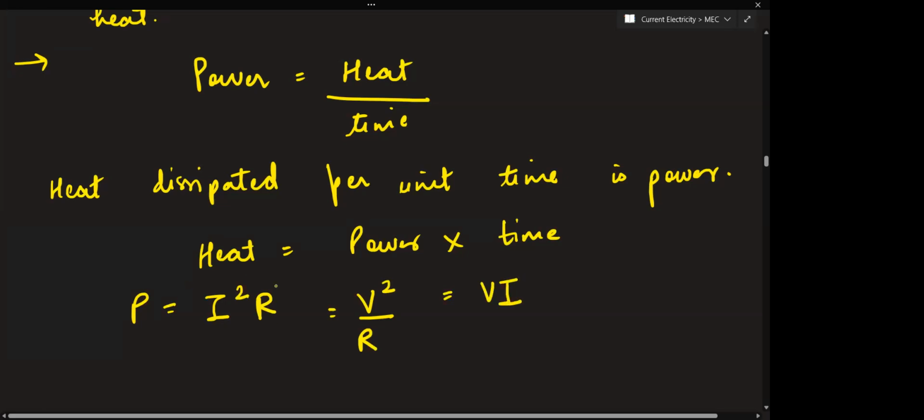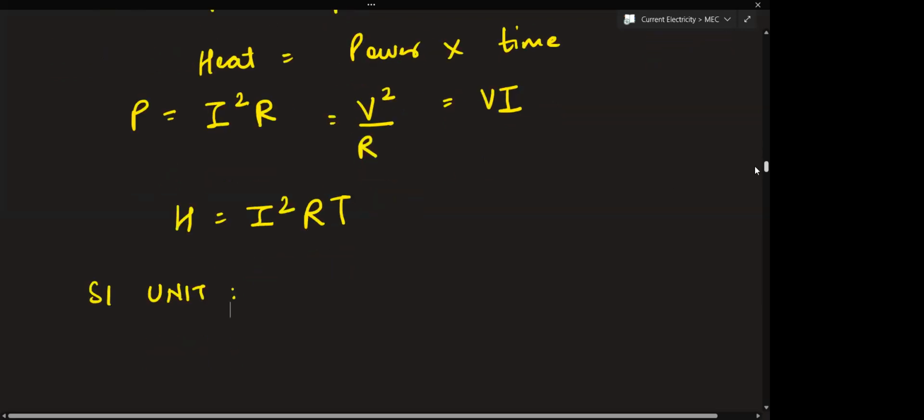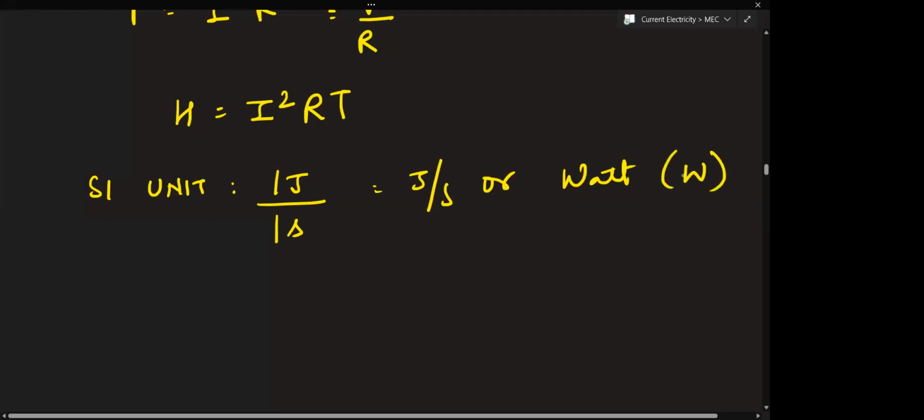Now, if you see this, this is I square R. So heat will be equal to I square R multiplied by time, instead of power multiplied by time. And regarding the SI unit of power: it is heat dissipated per unit time. Heat is 1 joule and time is 1 second. So joules per second, which is represented by capital W, watt.